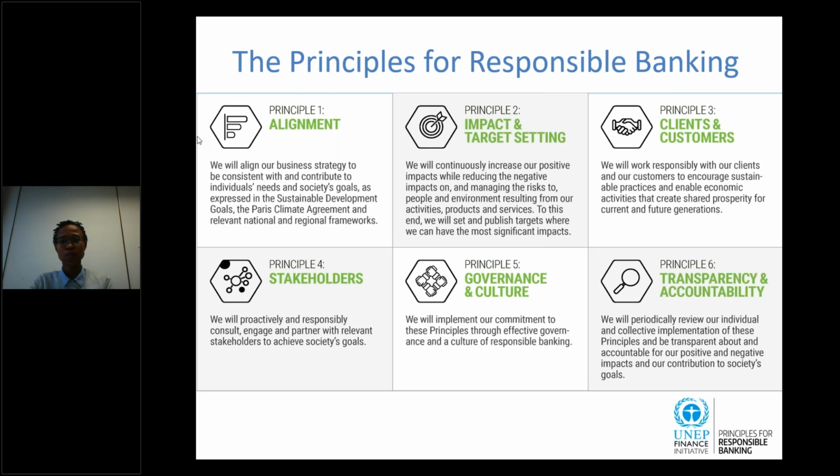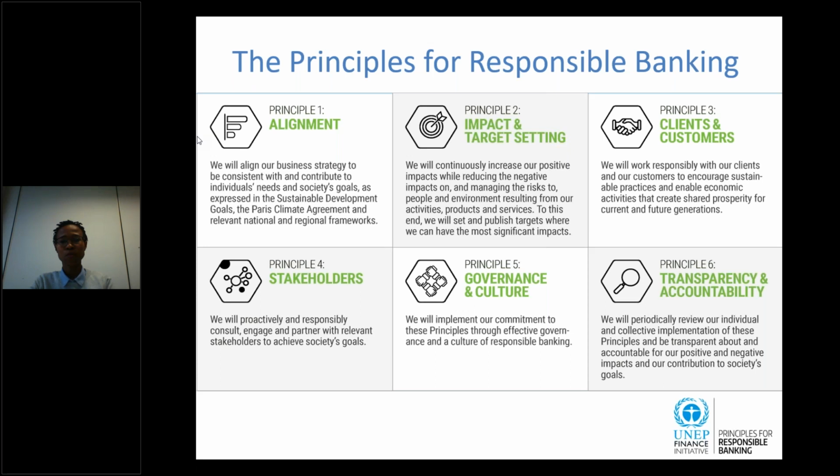So we need to set up a time frame where they will be met, and also a mechanism to monitor the progress and to report our progress towards our targets. So this, I would dare to say, is one of the most important principles for the implementation of our strategy. The third principle is the principle that relates with clients and customers.